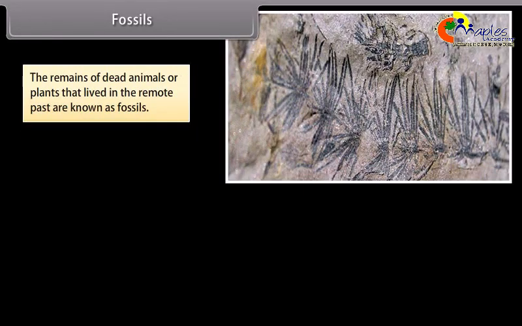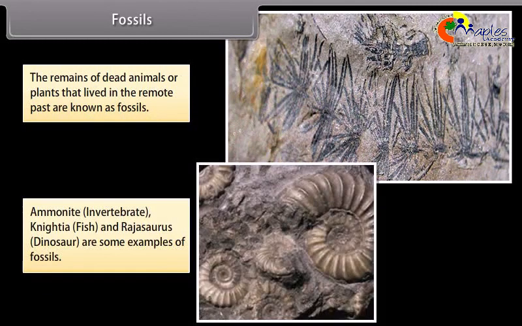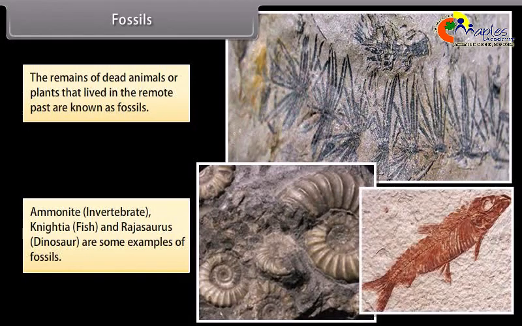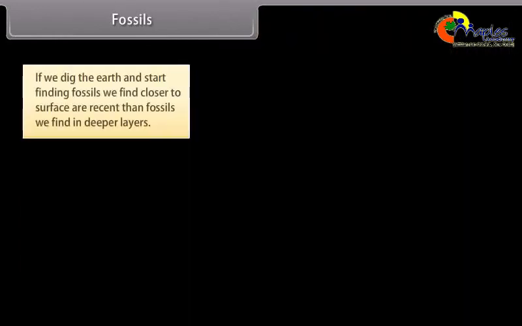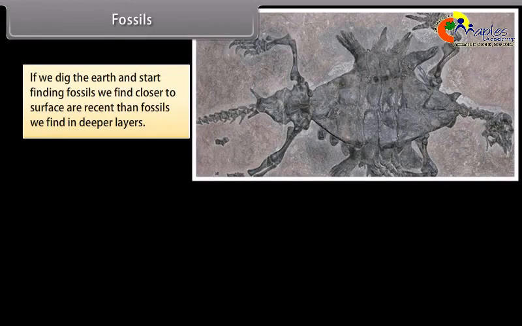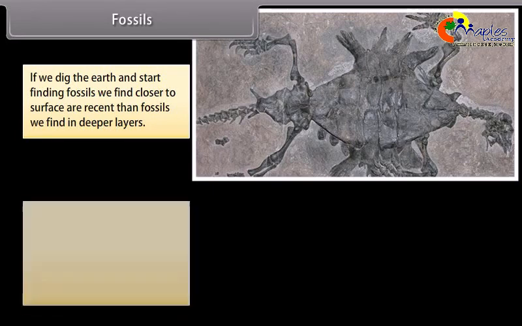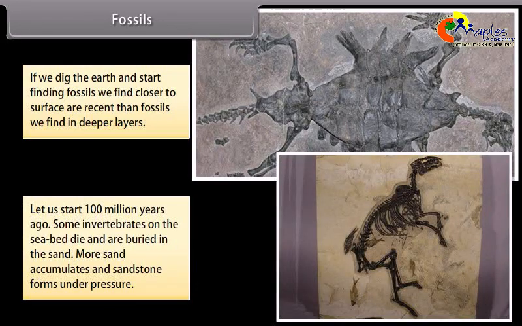Fossils. The remains of dead animals or plants that lived in the remote past are known as fossils. Ammonite (an invertebrate), Nicaea (a fish), and Rajasaurus (a dinosaur) are some examples of fossils. If we dig the earth and start finding fossils, we find that those closer to the surface are more recent than the fossils we find in deeper layers. Let us start 100 million years ago.